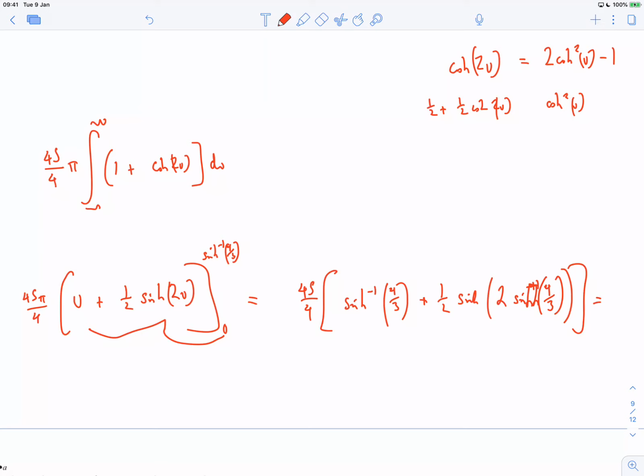So we've got 45 over 4, lots of inverse sine of 4/3 plus 1/2 of sine of 2 lots of the inverse sine of 4/3. Close that bracket, close that bracket, close the big bracket. And apparently that's 37.359388825. So to 3 significant figures, I make that 37.4.